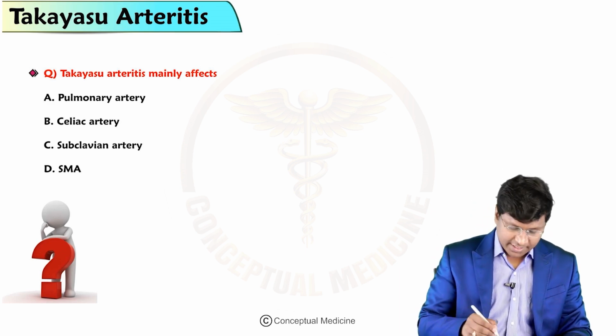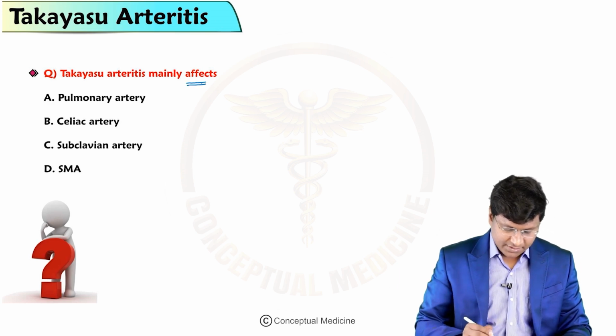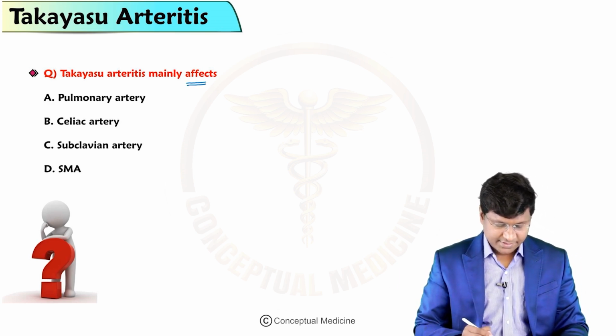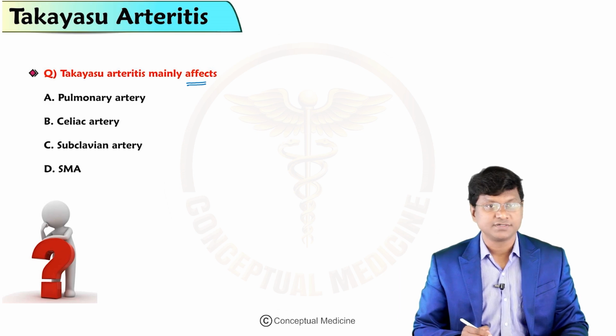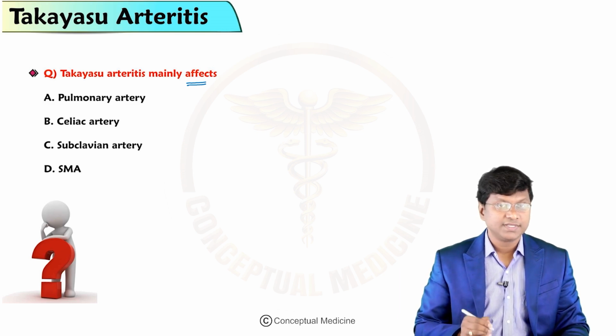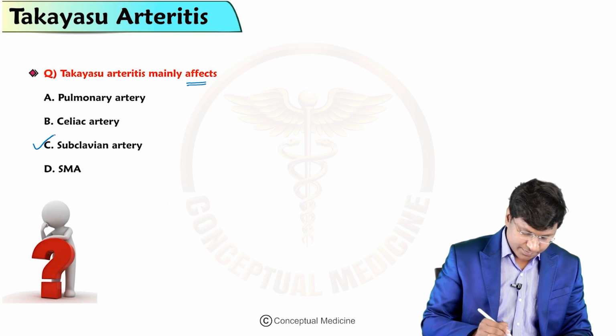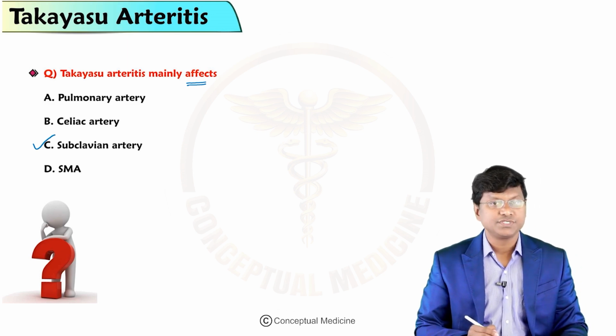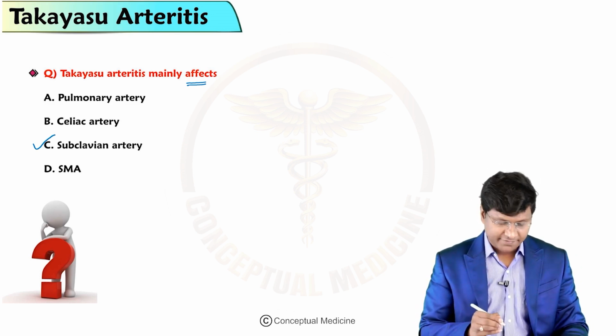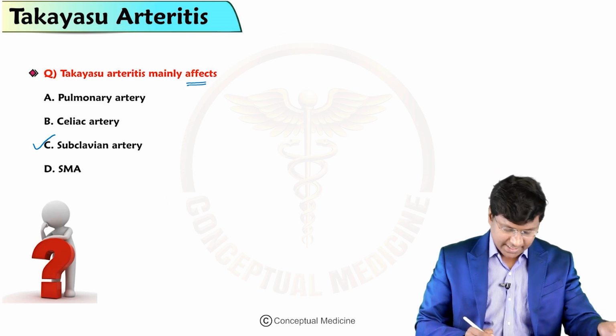And in Takayasu arteritis, you should know what is the main vessel that is being affected. Takayasu arteritis mainly affects the pulmonary artery, celiac artery, subclavian artery, and superior mesenteric artery. The answer is that the subclavian artery is the one most commonly affected in these patients with Takayasu arteritis.